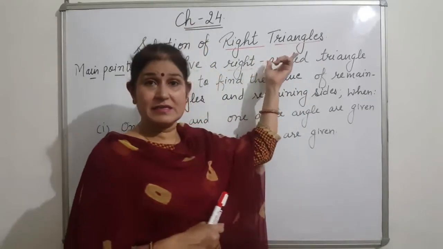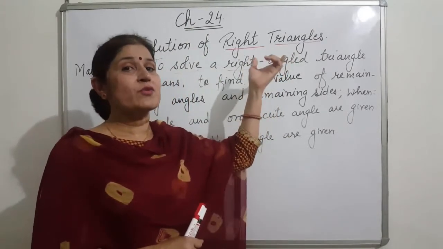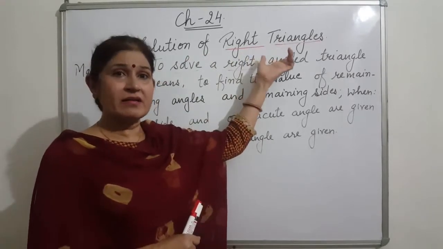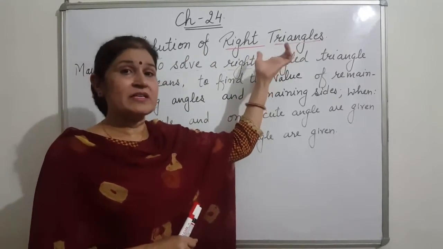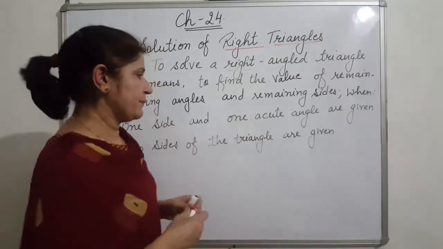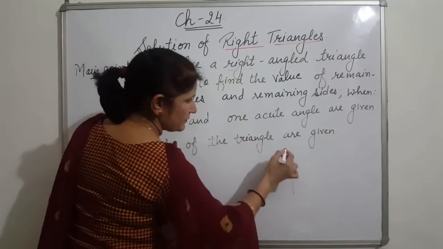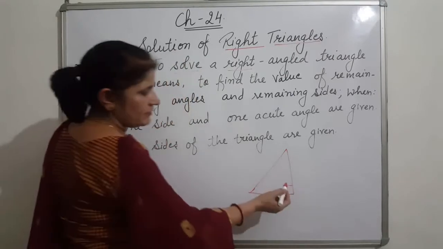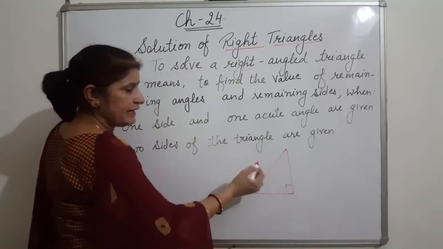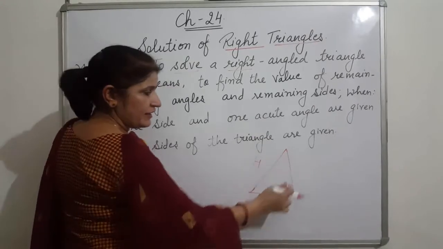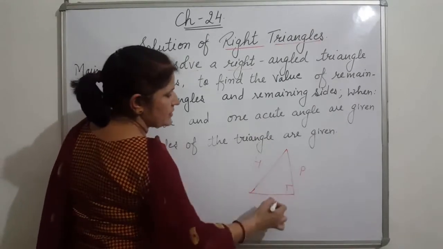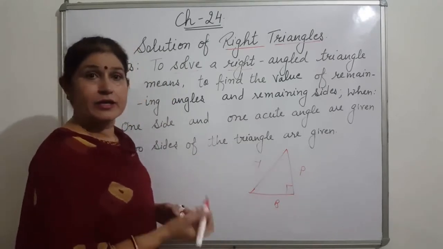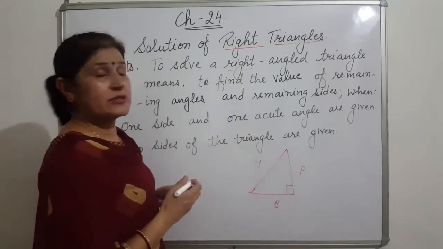Right triangle means a triangle in which one angle is 90. That means this chapter is based on triangles which are right, having one angle of 90, like this. So in this triangle, the side opposite to 90 is the hypotenuse, and of these two sides, one is perpendicular and one is base, but sometimes they change their places according to the acute angle given.